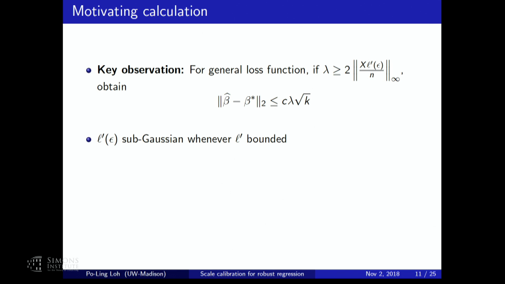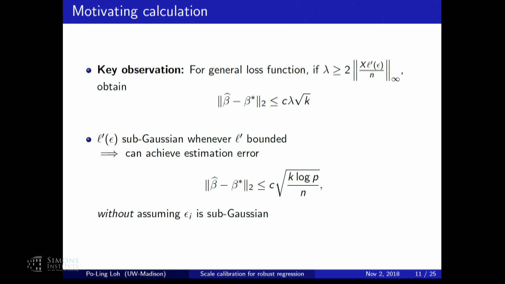So if your loss function is something like a Huber loss, then your L prime is going to be bounded, right? L prime is like linear, constant, linear, constant. So no matter what your epsilon tails are, it's going to chop them off. And therefore, L prime of epsilon is going to be sub-Gaussian. And therefore, we can plug in a square root log p over n here.